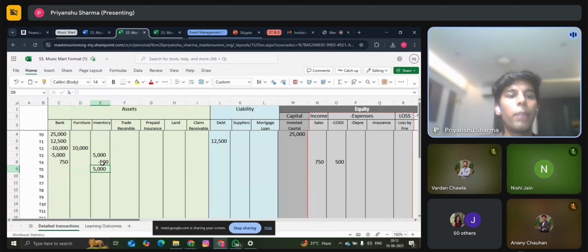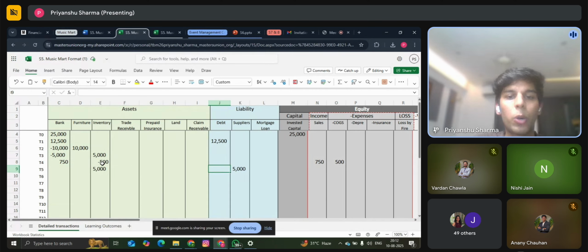But since we haven't made a cash payment for it, and the amount is actually due for us, we're going to record that transaction inside our supplier dues. This is because if we were paying it through cash, then we would have deducted 5,000 from the bank here initially.